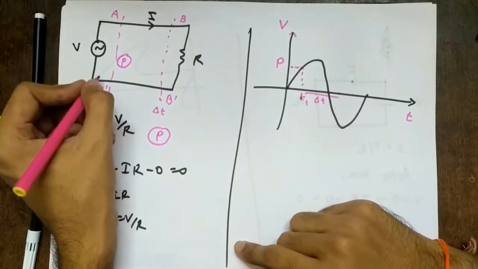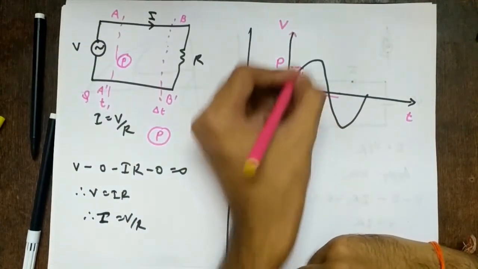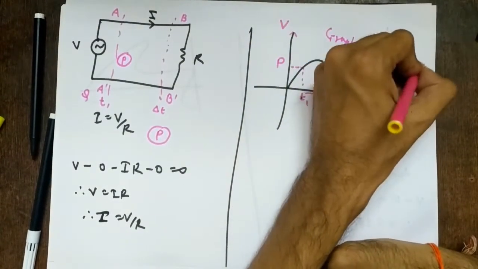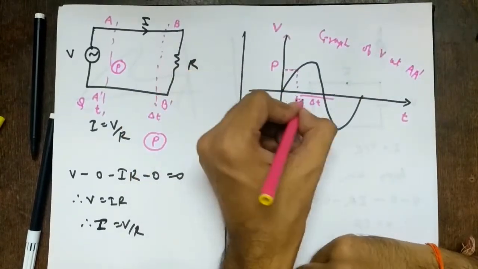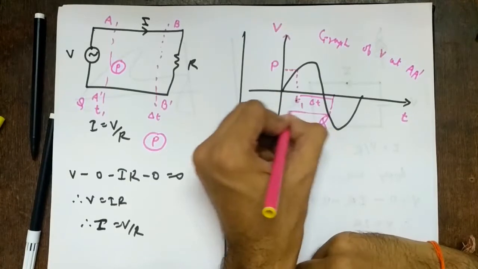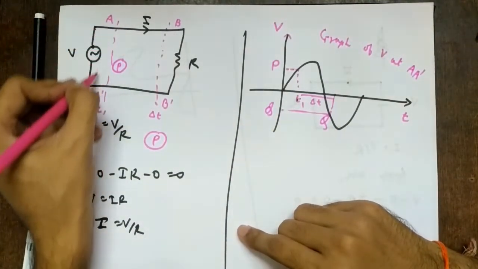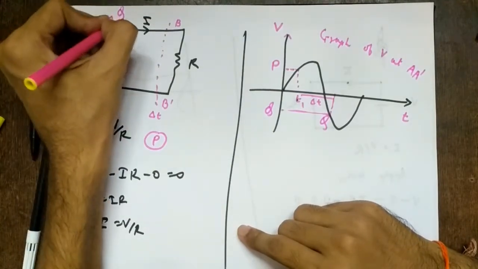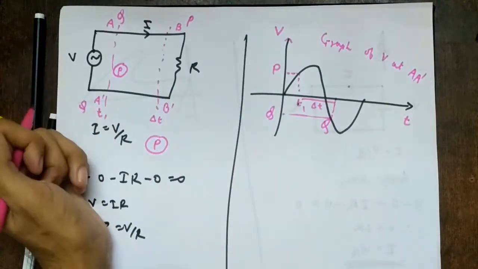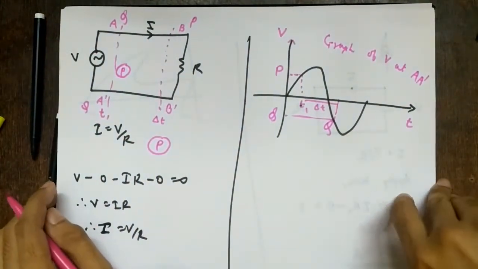So what is the voltage at t1 plus delta t at AA prime? This is a graph of voltage at AA prime. So what is happening at t1 plus delta t? The voltage has changed to something Q volts, right? Which means the voltage at AA prime is something Q, and at BB prime it is P volts, right? So there is a potential difference between these two locations, right?